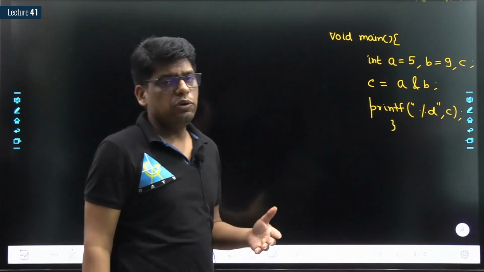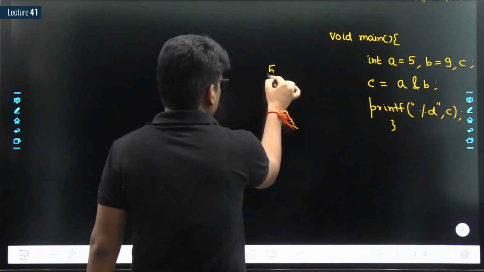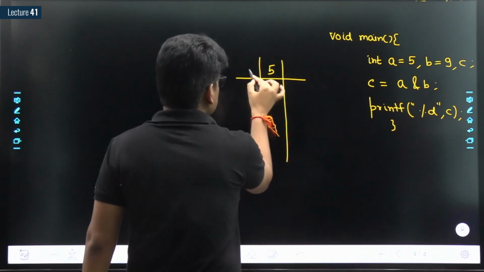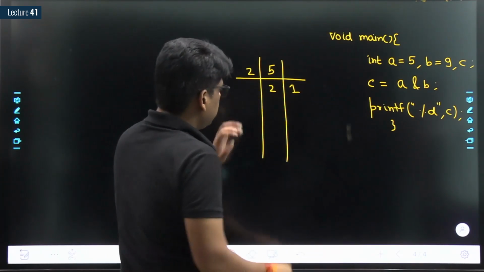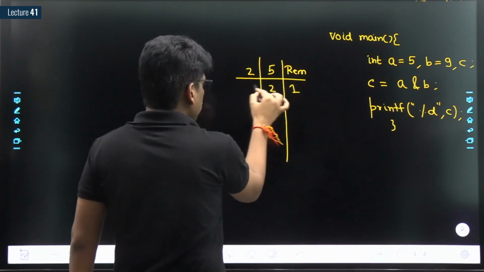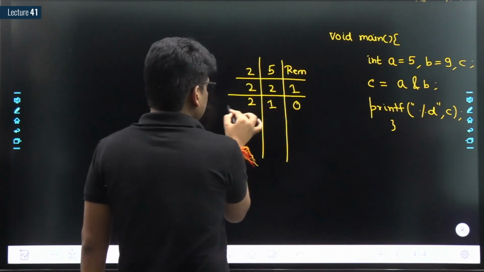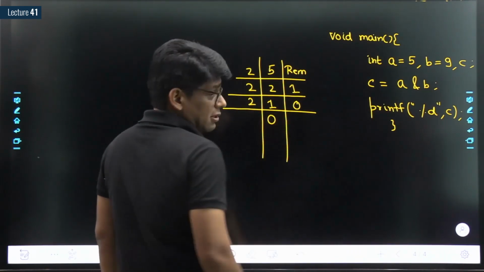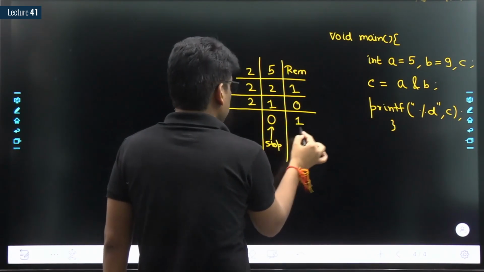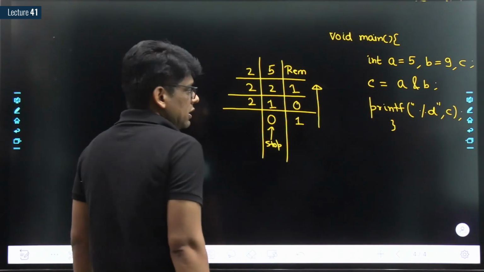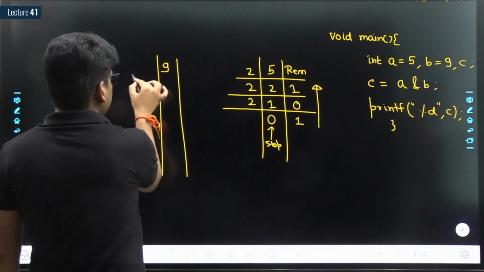Sir, firstly, let's try to find out the binary equivalent for 5 and 9. So for 5, let me divide it by 2. Sir, if it is odd, remainder will be 1. 2 into 2 is 4, remainder will be 1. When I divide 2 by 2, it goes one time, the quotient will be 1 and the remainder will be 0. Now if I divide 1 by 2, 0 times is 0, the remainder will be 1. Sir, we need to stop because we get the quotient as 0. So what is the binary equivalent of 5? 1, 0, 1.